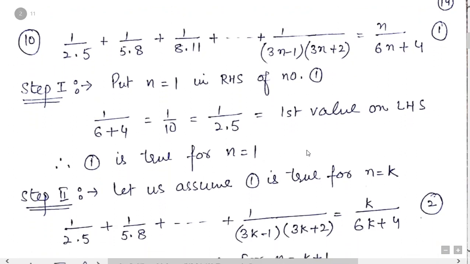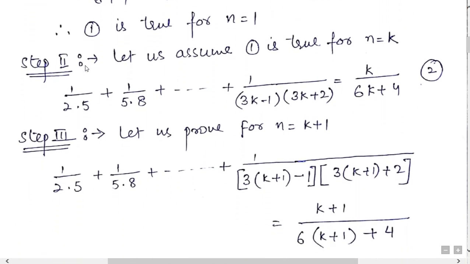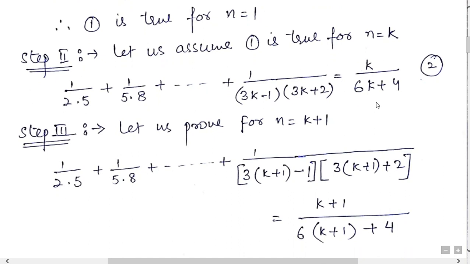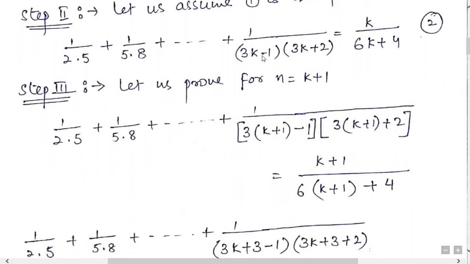Similarly, in question number 10, in the first step, insert n is equal to 1. Clearly, the answer is 1 over 10. It matches with the first value. Then write n is equal to k in the statement. Then insert k plus 1, and you have to prove for this.